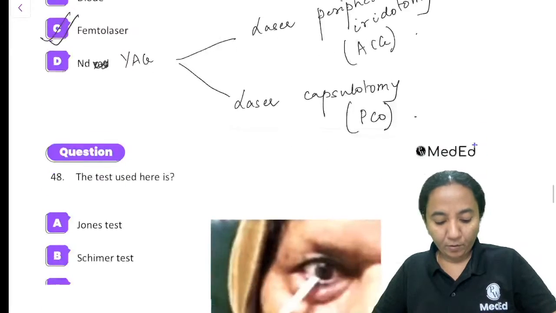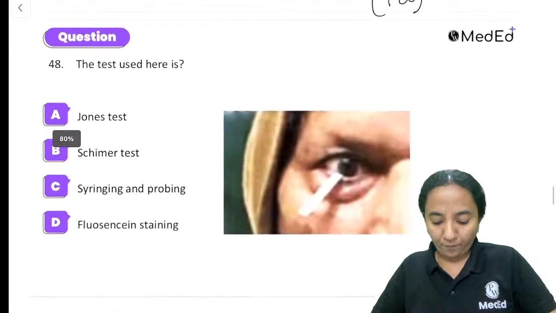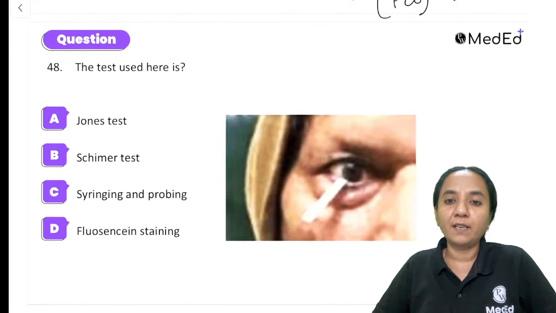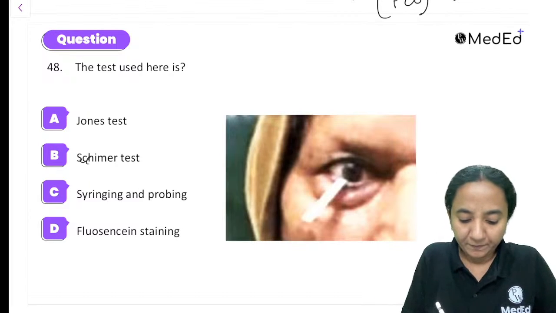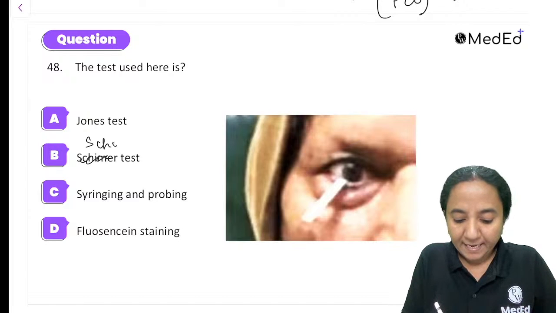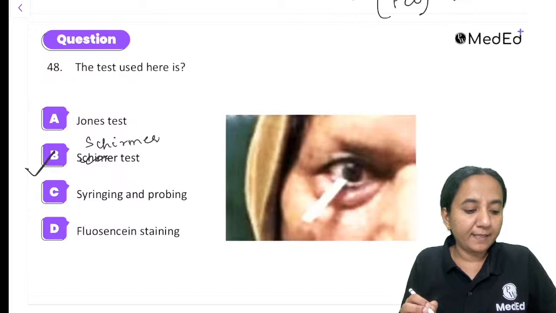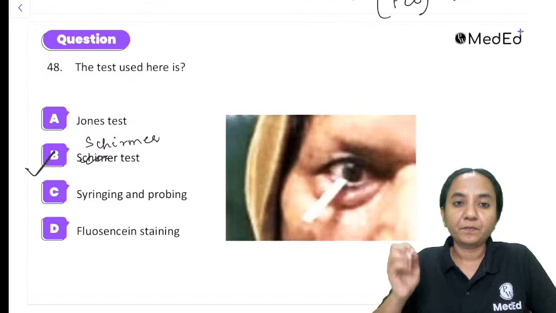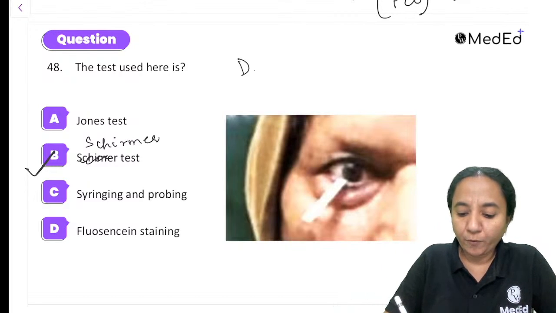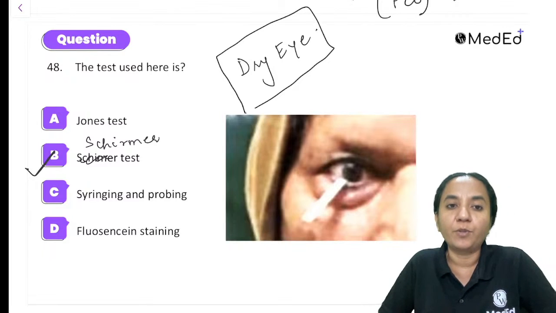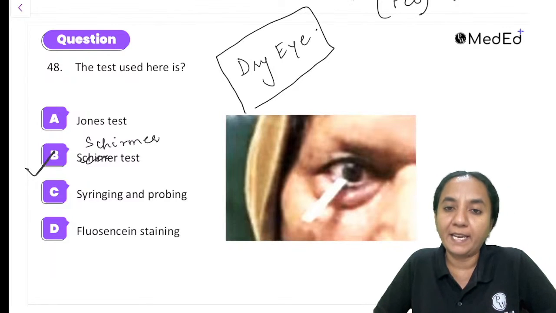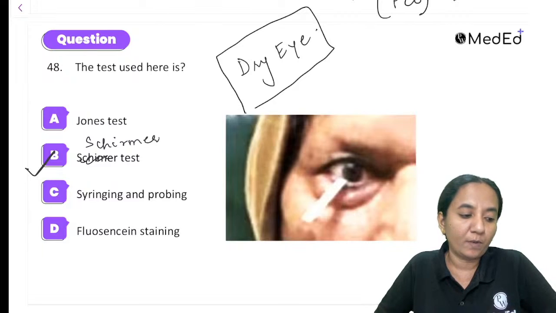Okay, chalo, let's go to the next one. The test that is used here is, what is this test? I think everybody will be able to answer. Yes, the name of this test is Schirmer's test. So what is this test used for? This test is used for evaluation of dry eye. So Schirmer's test is the very common test which is used for the evaluation of dry eye, and that is the picture that's given to us here.